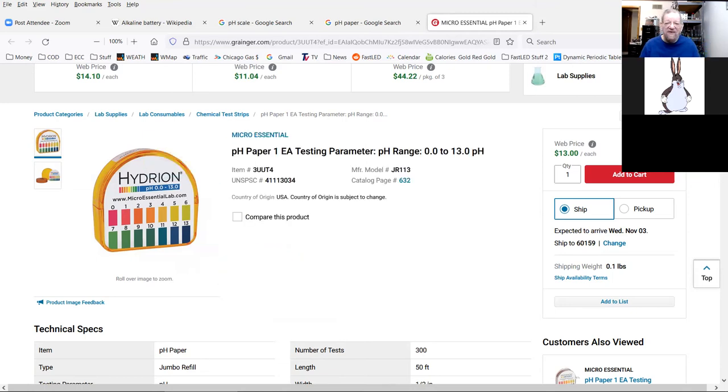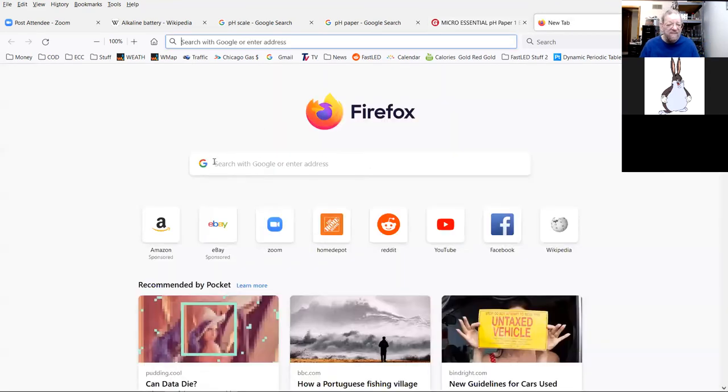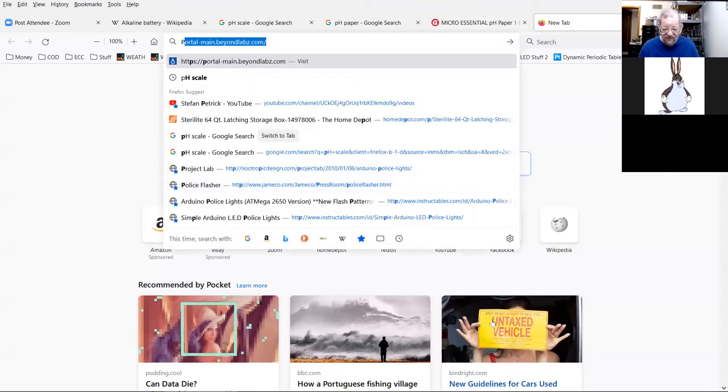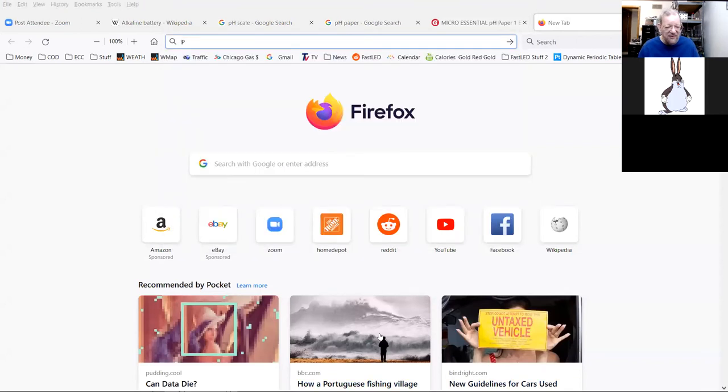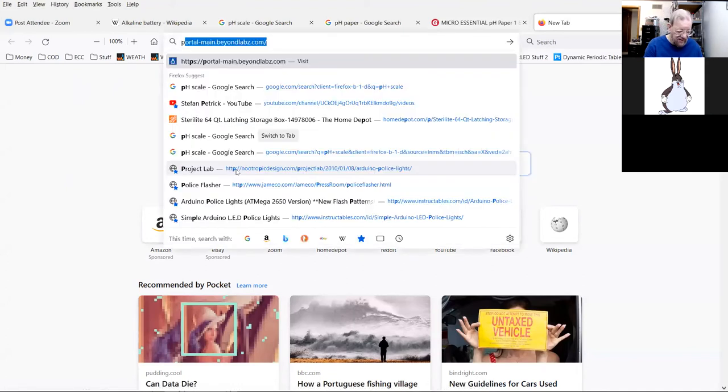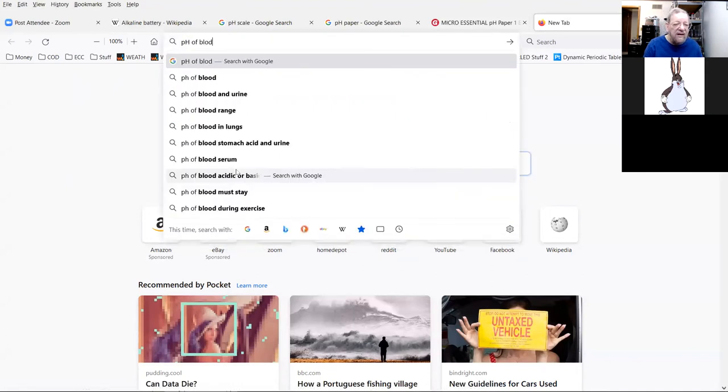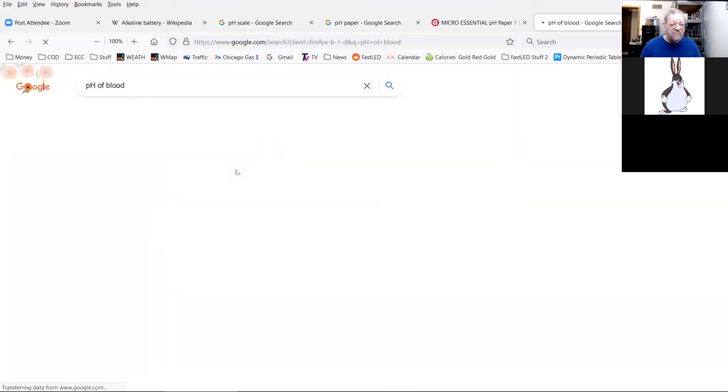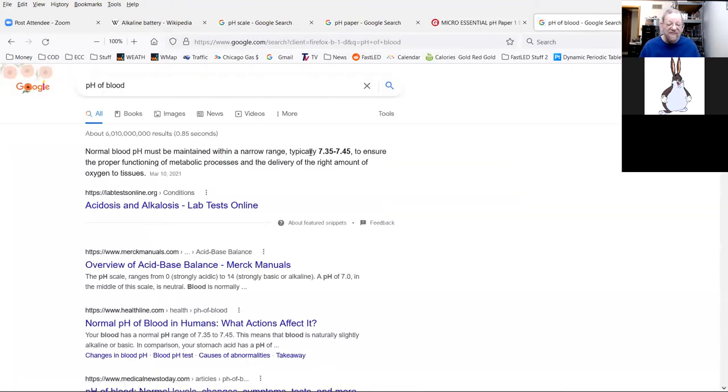Let's look one more thing if I can find it. Hopefully you all saw that. Yep, you did. And if you look on your screen, the normal pH is in a very narrow, slightly basic range, 7.35 to 7.45.